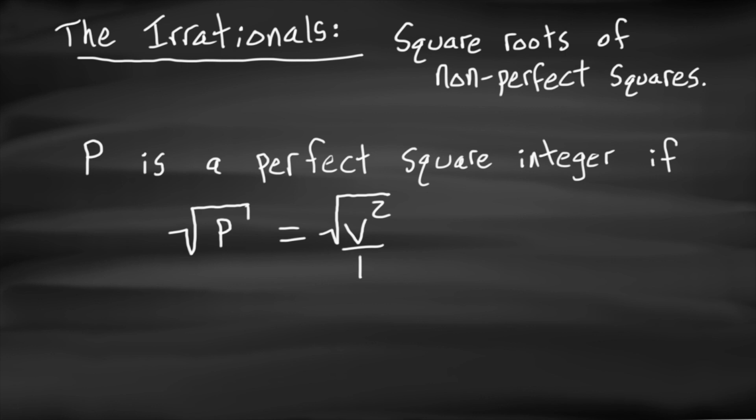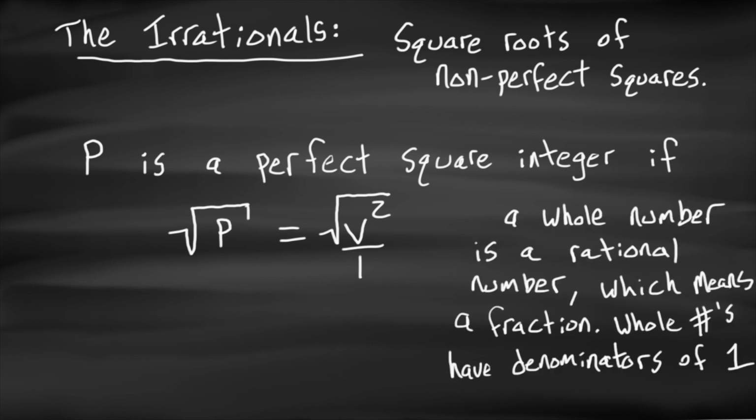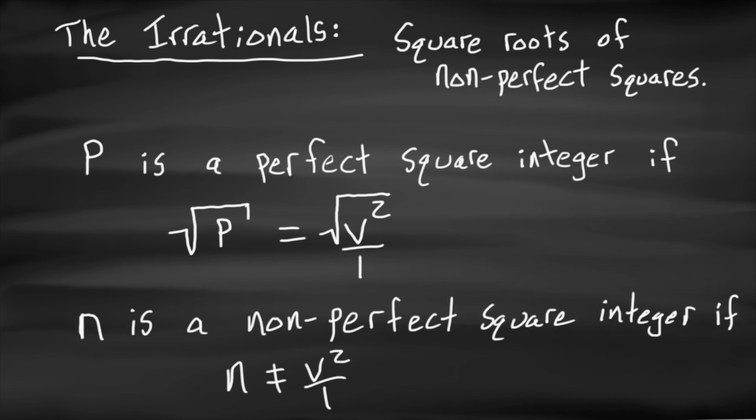A perfect square is a number which produces a whole number when its square root is taken. A whole number is a rational number, which means a fraction. Whole numbers have denominators of 1. A non-perfect square is a number which is not a perfect square. n is a non-perfect square integer if n does not equal v squared over 1.